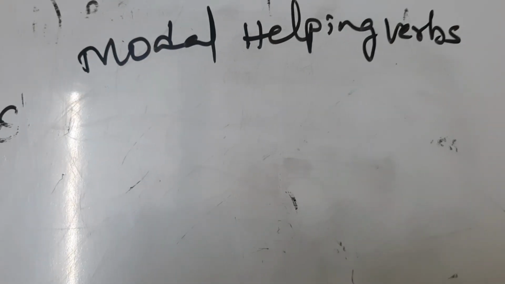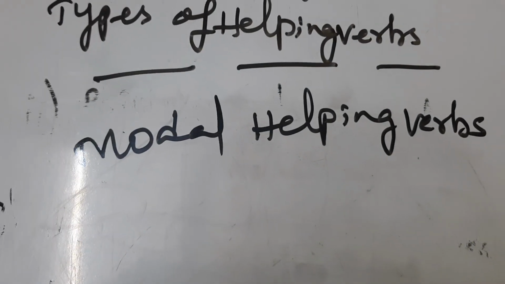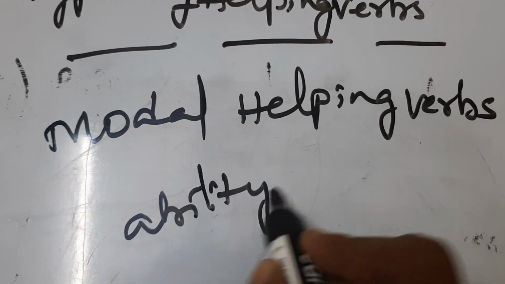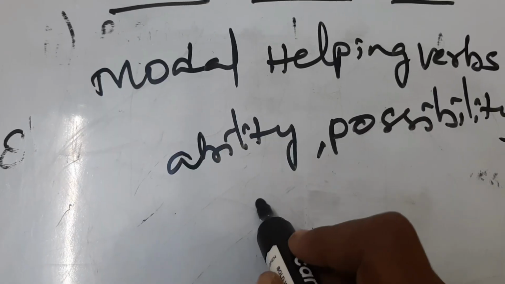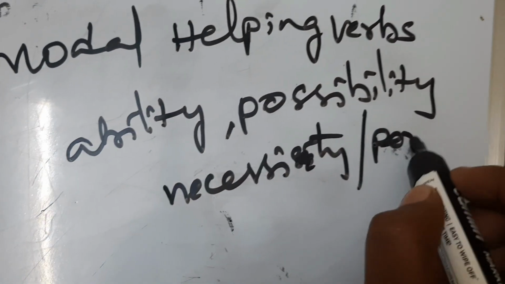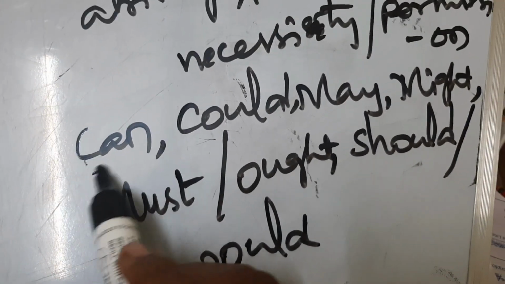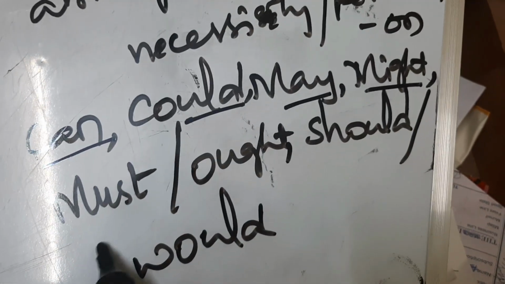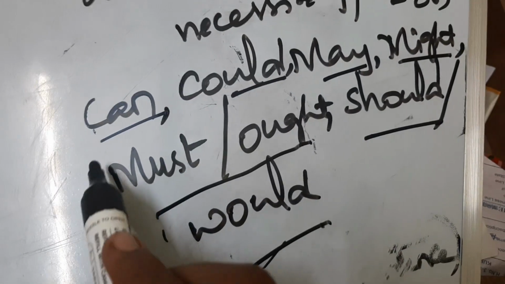Modal helping verbs add meaning to a sentence by expressing ability, possibility, necessity, or permission. Can, could, may, might, must, ought, should, would. These are the modal helping verbs.